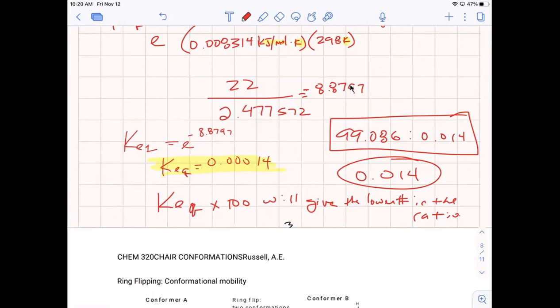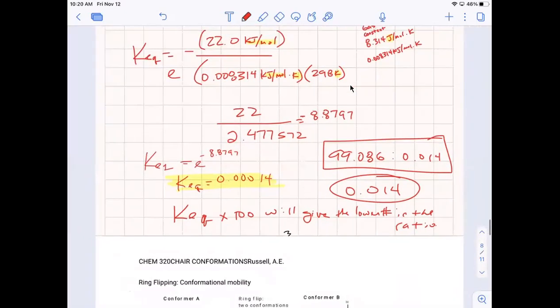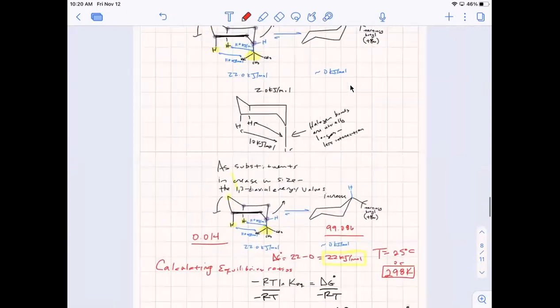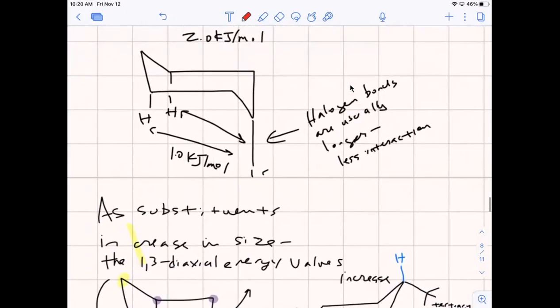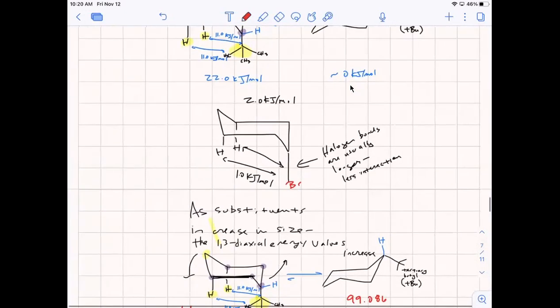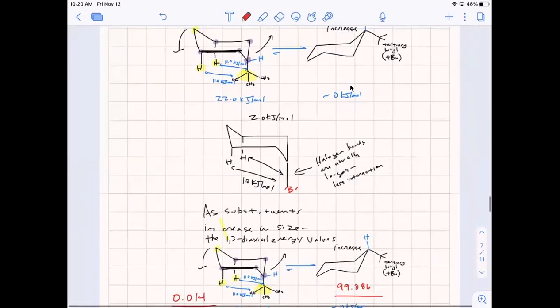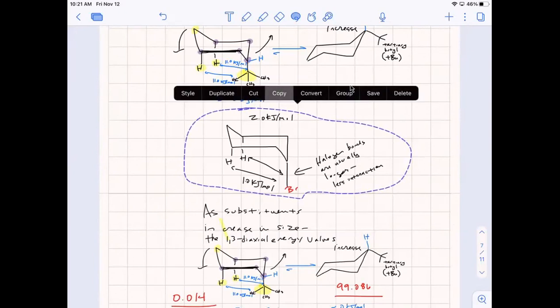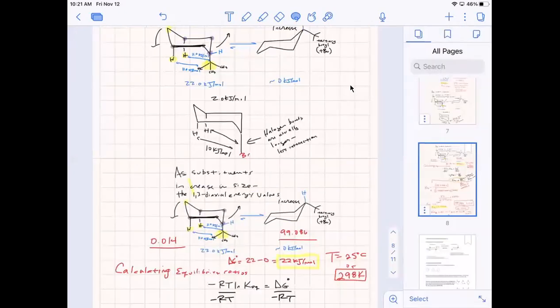All right, let's do another one. Let's try this one with the bromine. And we need to draw the chair flip too. So let's see. Let me add a page in down here.